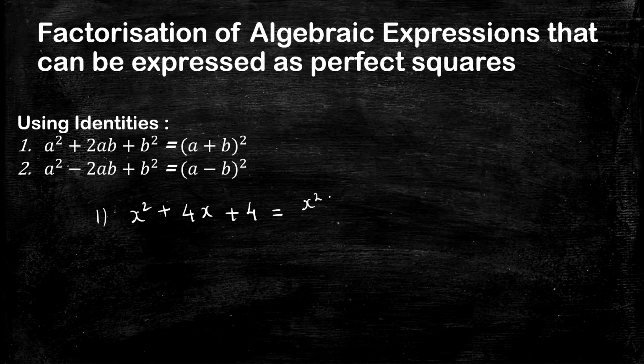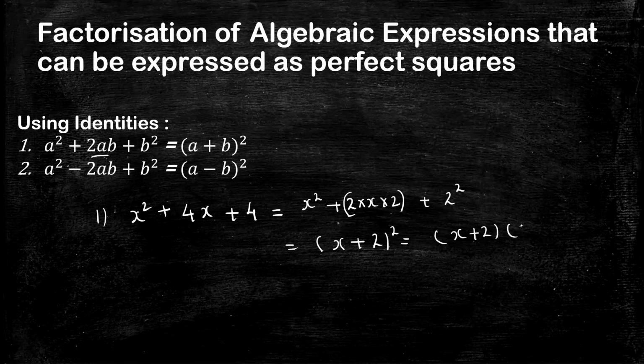X square, yes it is, and then the last term can be written as 2 square. And let's see if the middle term is of the form 2ab. Let's see, 2 into the first term is x into 2. This is the middle term we got, which is 4x. So it is of the form a square plus 2ab plus b square. So I can directly use the identity and write it as x plus 2 the whole square, which is nothing but x plus 2 into x plus 2. Let's give another example.